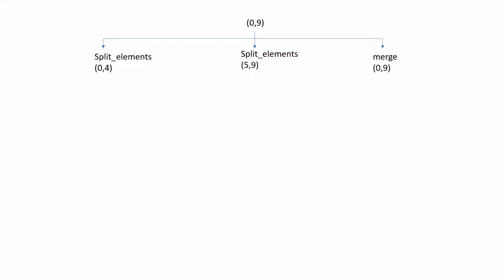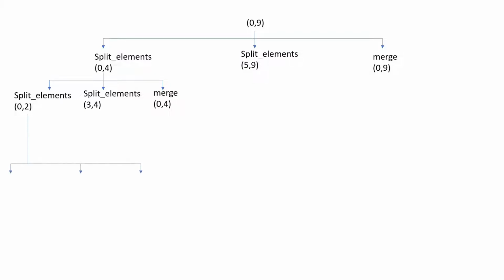Initially the indexes are from 0 to 9, then we split them into 2 parts, that is from indexes 0 to 4 and from indexes 5 to 9, and merge them. Again we split index 0 to 4 into 2 parts, that is from index 0 to 2 and from 3 to 4, and merge them. Again we split index 0 to 2 into 2 parts, that is from index 0 to 1 and index 2, and merge them. We can observe that index 2 got separated and merged.